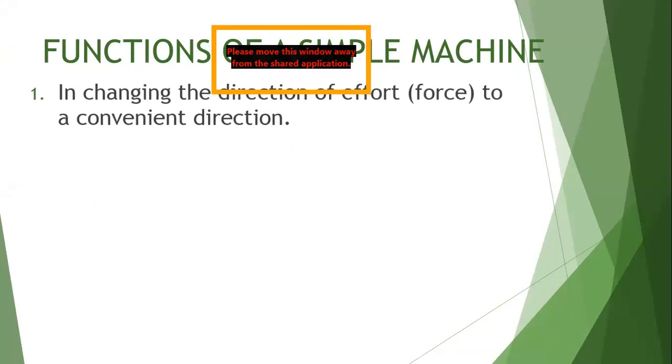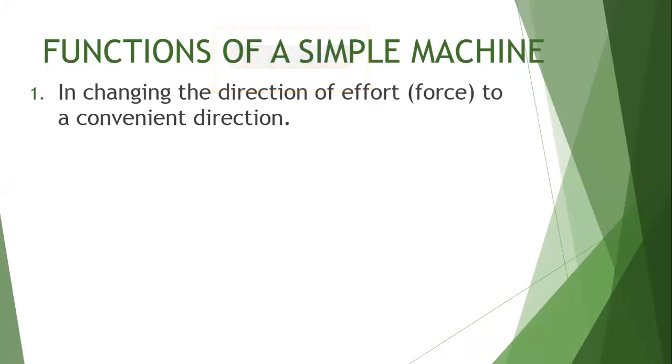Now let's look at another function of a simple machine. The second and important function of a simple machine is that it is used in changing the direction of force to a convenient direction. This is again a very important function of a simple machine: it is used in changing the direction of effort or a force.